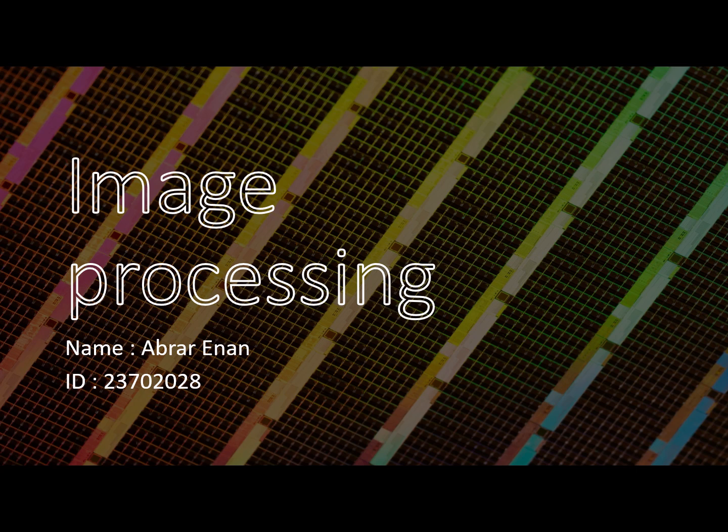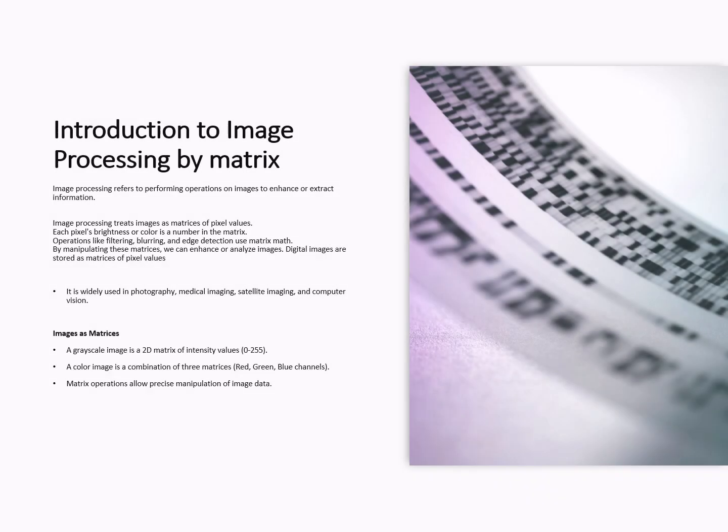Hello everyone, this is Abrar Enan. Today we will discuss image processing by matrix. Image processing refers to performing operations on images to enhance or extract information. Image processing treats an image as a matrix of pixel values. Each pixel's brightness or color is a number in the matrix. Operations like filtering, blurring, and edge detection use matrix math. By manipulating these matrices, we can enhance or analyze an image.